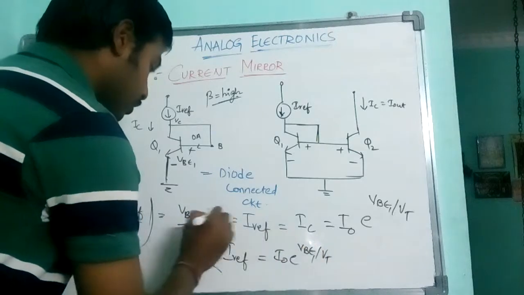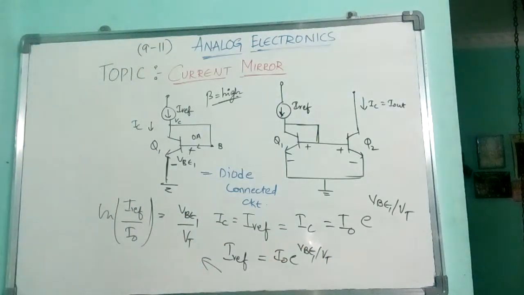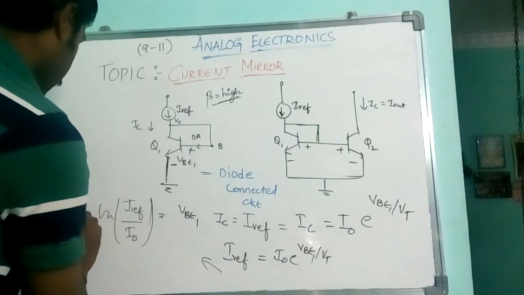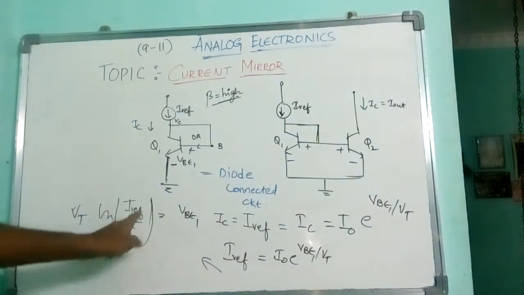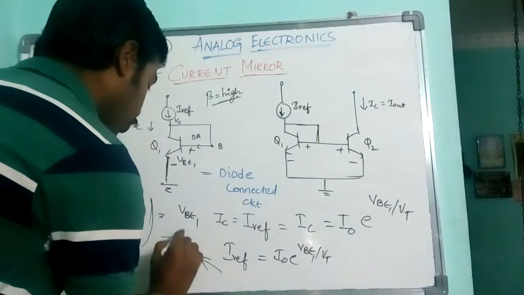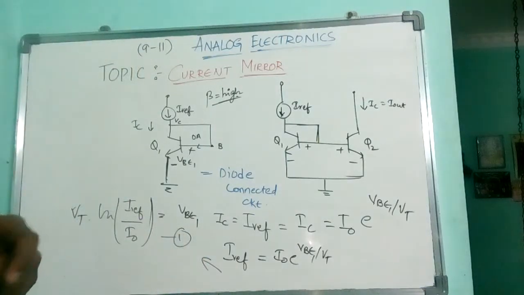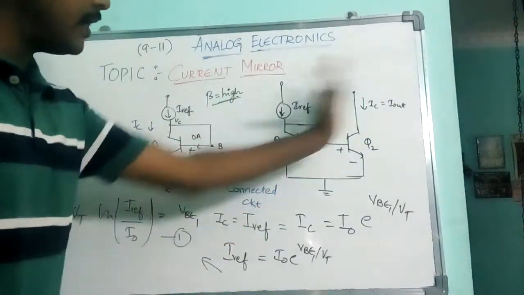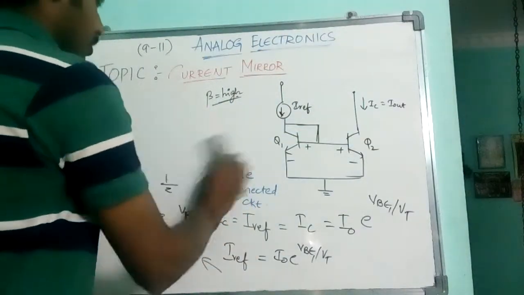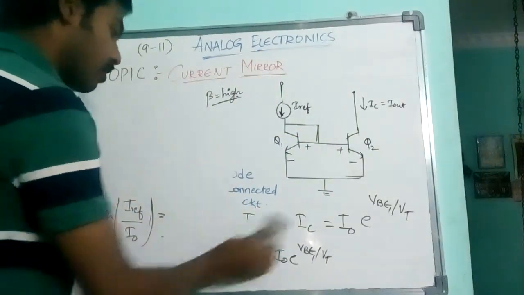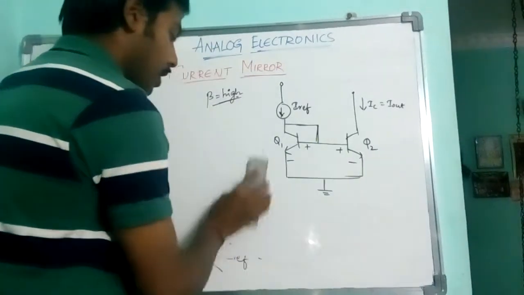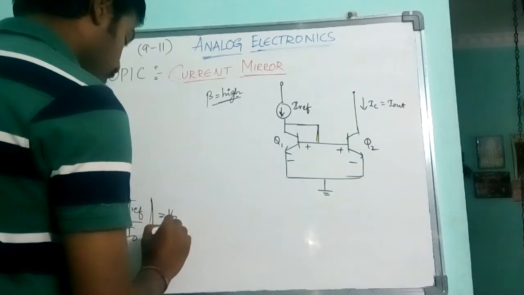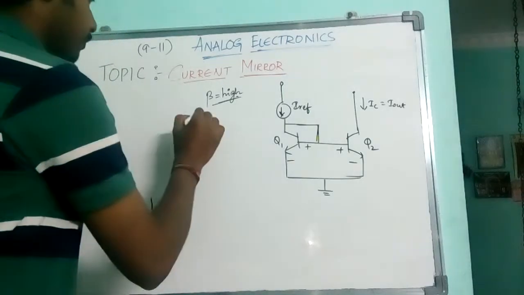So I say VBE1 equals VT into logarithm of I reference by I naught. This is the first. You let it be the first equation. This is VBE1. Okay, so one part is over. I will take the other part now. This will be one.